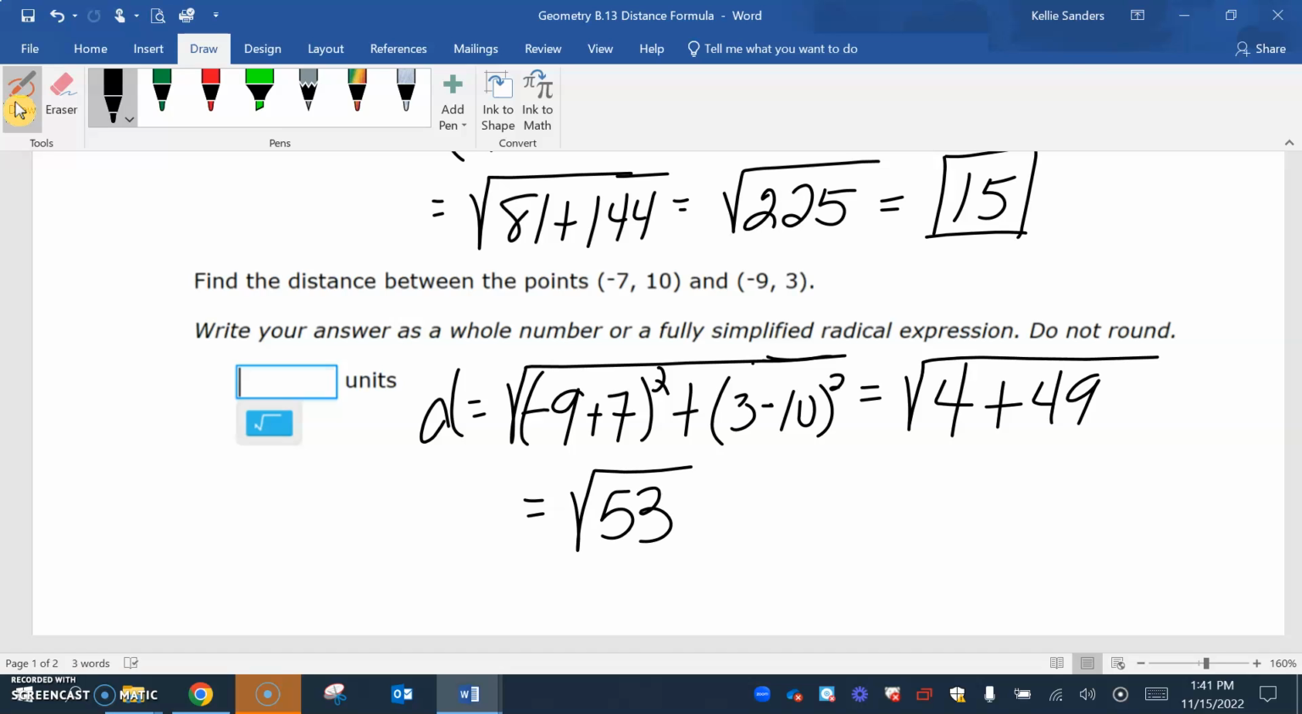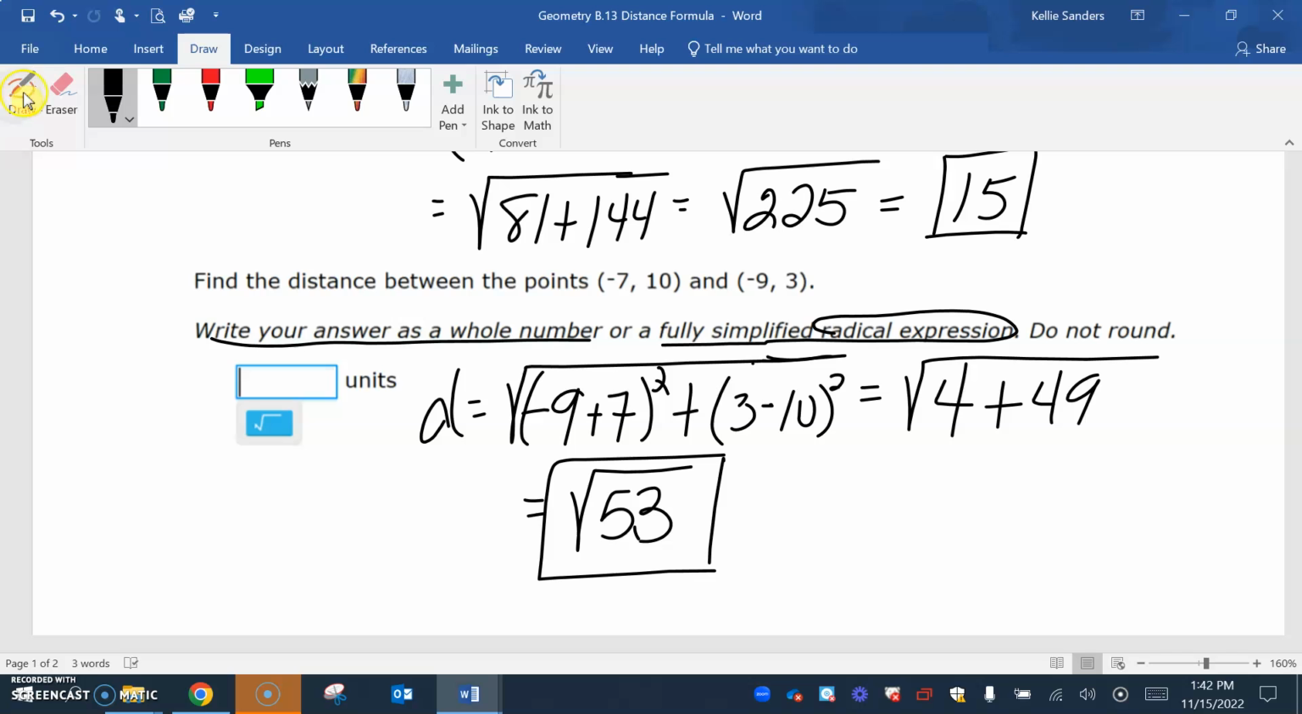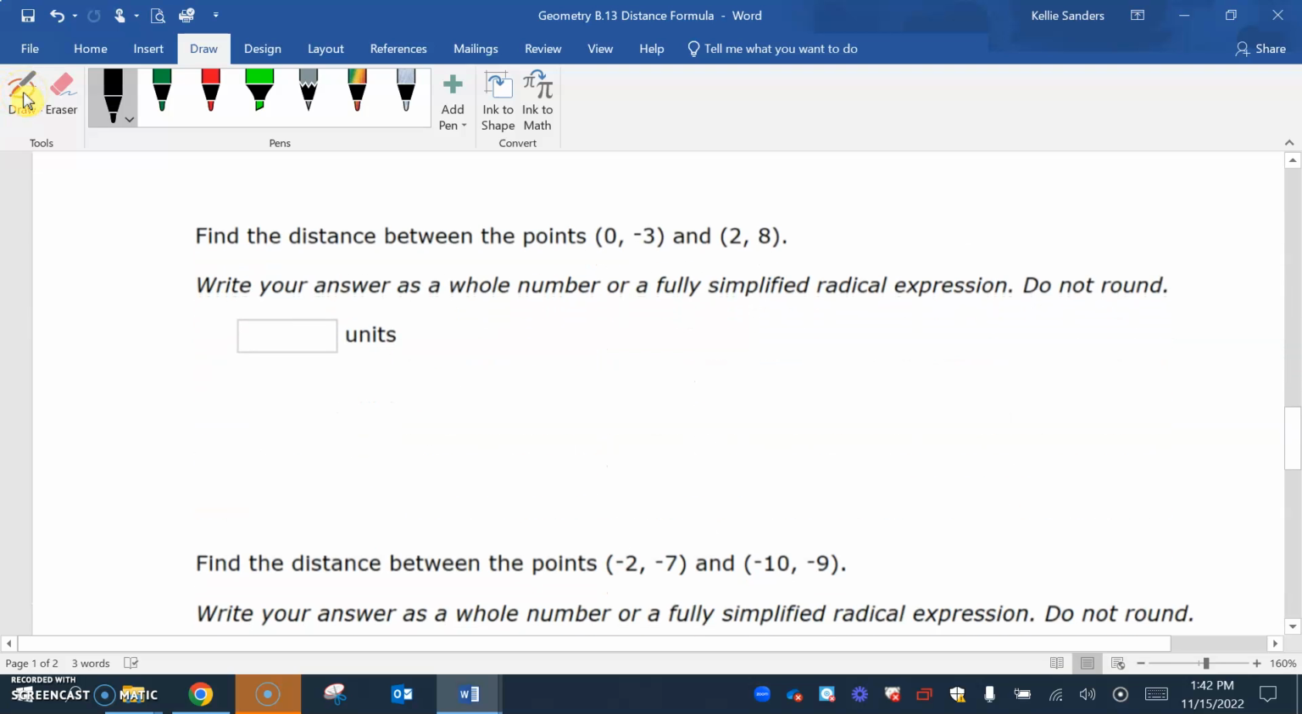And we don't have a whole number that multiplies together to get 53. So write your answer as a whole number, which we can't, or simply a fully simplified radical expression. And this is when I really don't mind you using your calculator, just to make sure that it doesn't break down into anything else. And it does not. That's wrong.